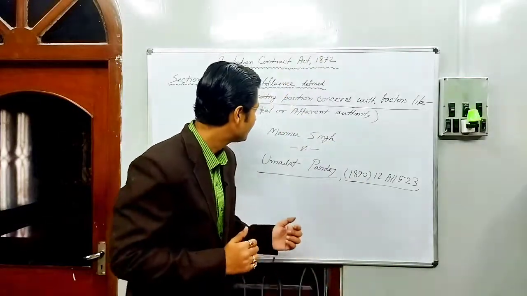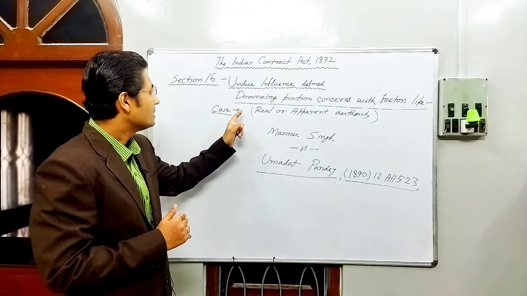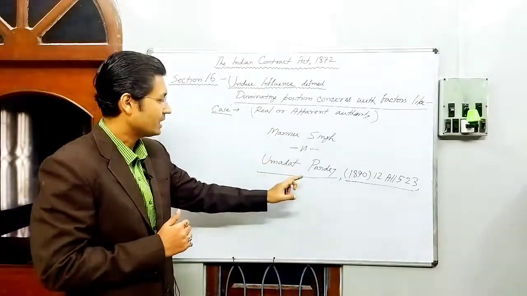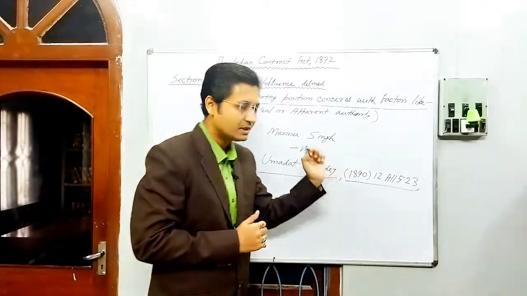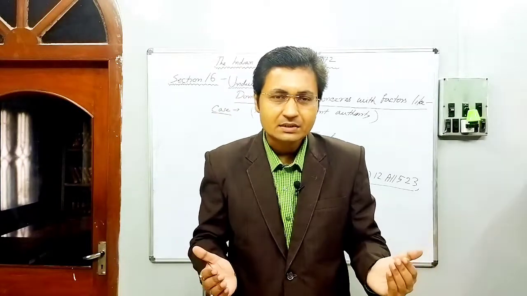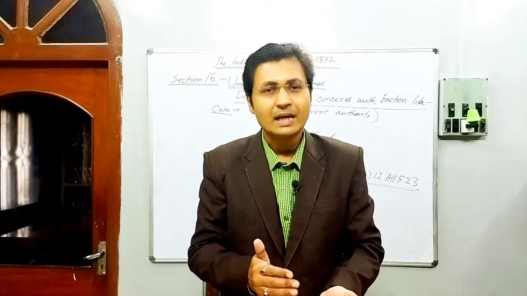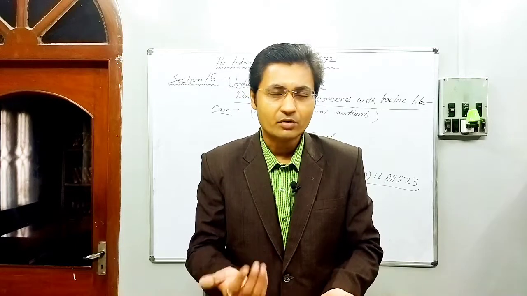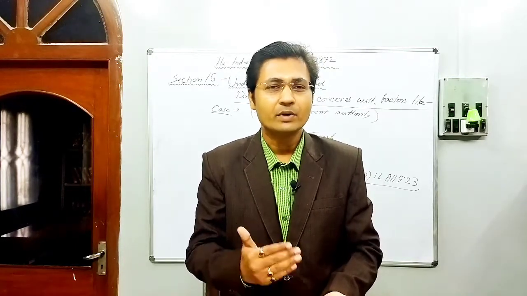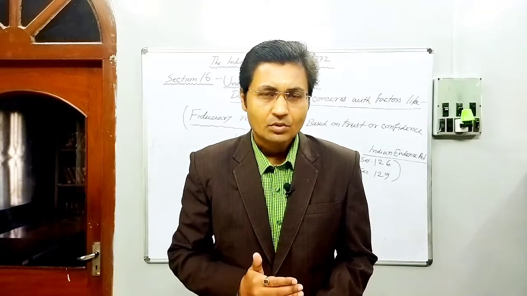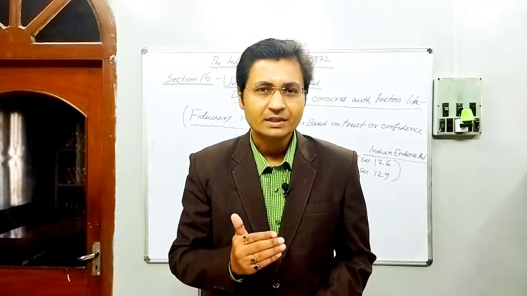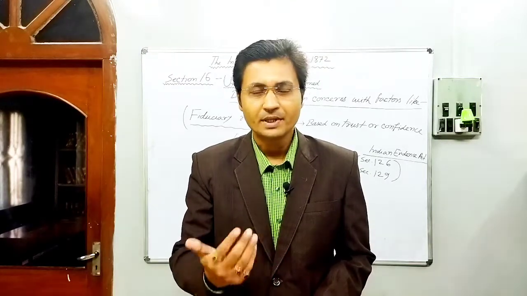So, let us have a look at a real or apparent authority related case, that is Mannu Singh versus Umadat Pandey, 1890 Allahabad. It was decided that the agreement entered between guru and disciple or devotee was one where the Guruji exercised undue influence. Now, I am discussing another ingredient, that is fiduciary relationship or dominating position.